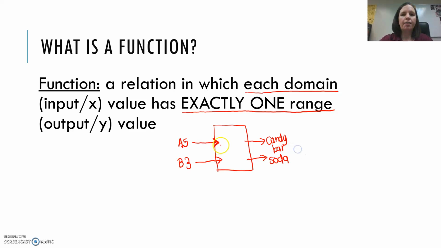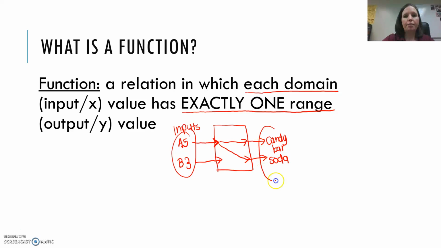Would be I press A5, first time I get a candy bar, the second time I get a soda. So these are my inputs. And if you look at the mapping diagram, kind of picture that in your head, and this is the outputs. If I asked an input of A5, according to what I've found out from my vending machine here, I have an output of candy bars sometimes and an output of sodas other times.